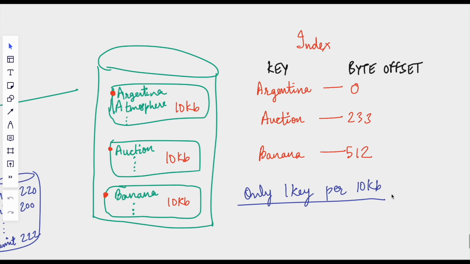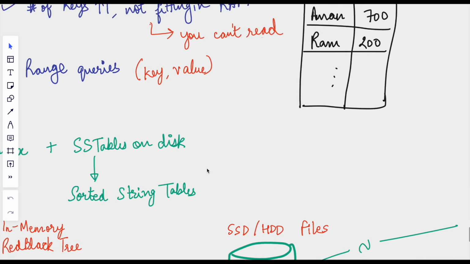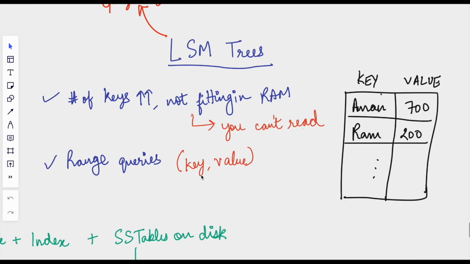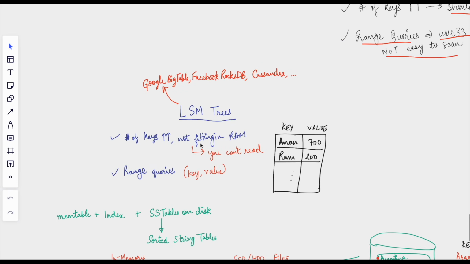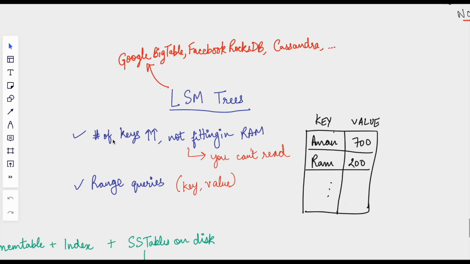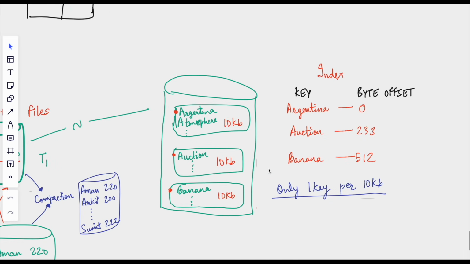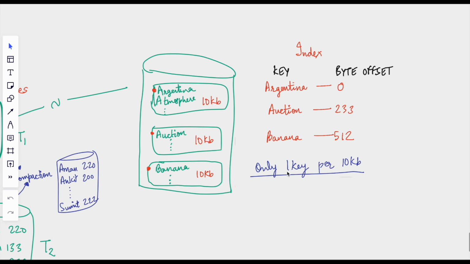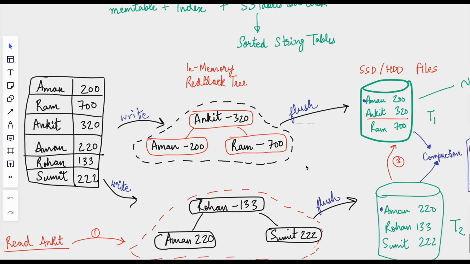So in this way, we have really cut down on the limitation of the earlier approach, which was not on LSM trees: if the number of keys is really huge and they are not fitting in RAM, you could not have used it, right? But now, since you're not maintaining every key in RAM, this limitation goes away. Only one key per 10 kilobytes, and these numbers you can tweak, right? So you got what's happening, right?